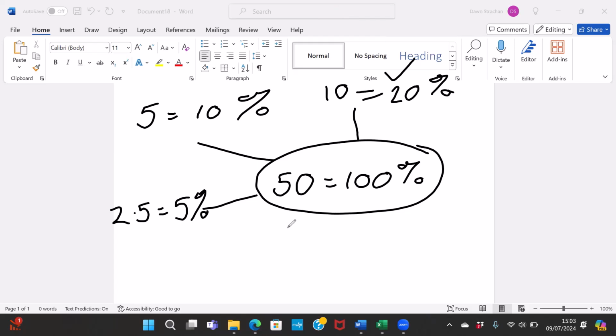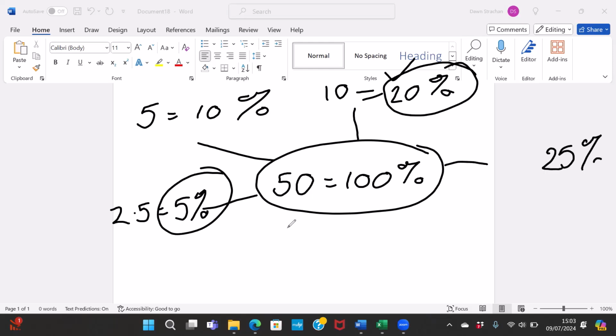My next question could be, what's 25%? So what I'd do is I'll take the 20% and the 5% and add them together. So that would mean that 25% is going to be 10 plus 2.5. So that equals 12.5. Okay. And then I can keep using this logic all the way around to work out the bits which are missing.